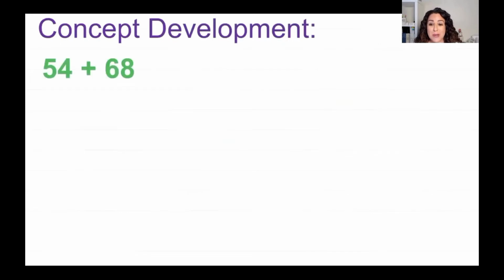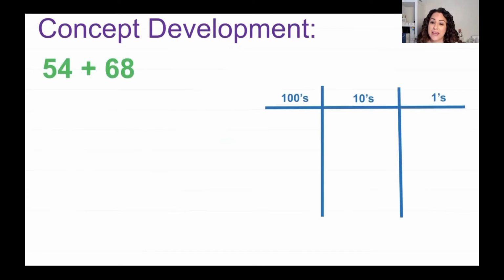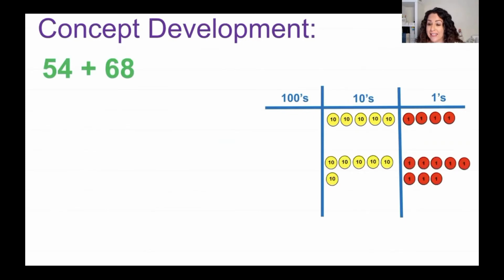Okay, so our first problem is 54 plus 68. So I'm going to go ahead and use my hundreds, tens, and ones chart. And the first thing I'm going to do is make my first number, 54. That's 5 tens and 4 ones. So let's go ahead and look at our second number, 68. That is 6 tens and 8 ones.